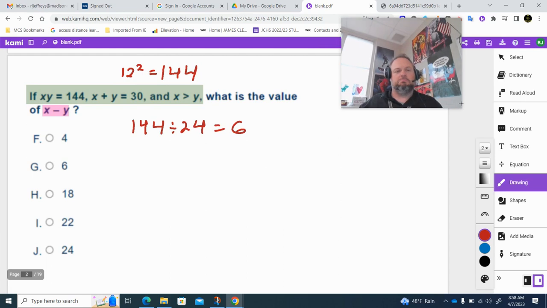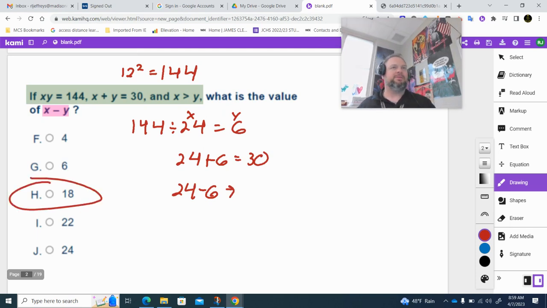I get 6. Okay. Well, if this is x and this is y, this is bigger than this. 24 plus 6 is 30. What is 24 minus 6? Well, believe it or not, 18. Okay. Sometimes, look, it is testing knowledge. This is a very backwards way to get there. That is not the only way to do it.